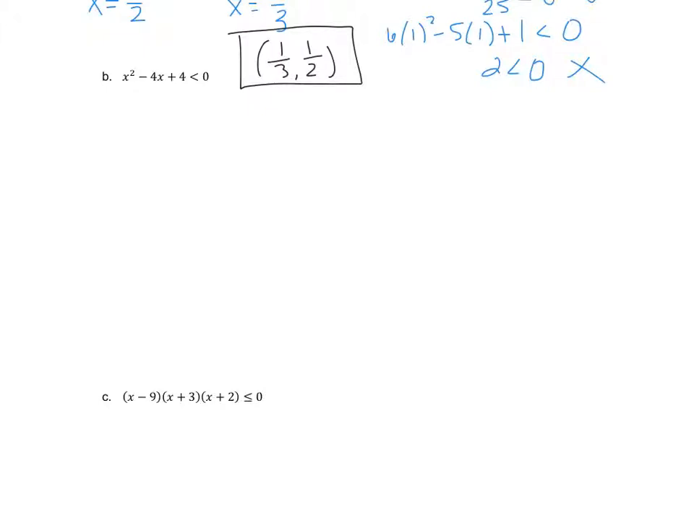Okay, so moving on to example B. Same thing. First you've got to make sure everything is moved over to be set less than 0. And then from there you can factor or use the quadratic formula if you are having a hard time factoring. So I'm going to show you how to factor this. X and X. I'm looking for the factors of 4 that add to negative 4. So negative 2 and negative 2.